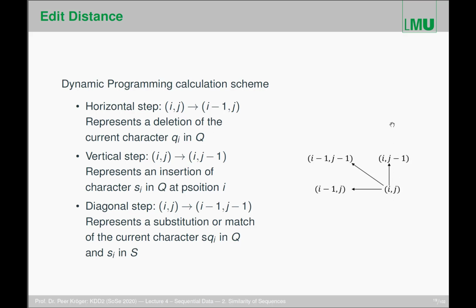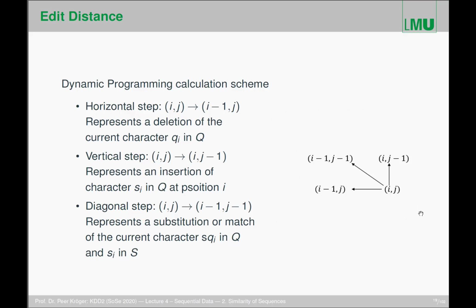So you go with Q one step to the left, and with S you keep the position. That is a horizontal step, and a vertical step is vice versa. This represents a deletion of S, or an insertion of si into Q, actually. You keep qi, but you delete si from S, which means you insert si into Q. That's it actually, and those 3 different schemes are applied, and then we try to move through this n times m matrix.